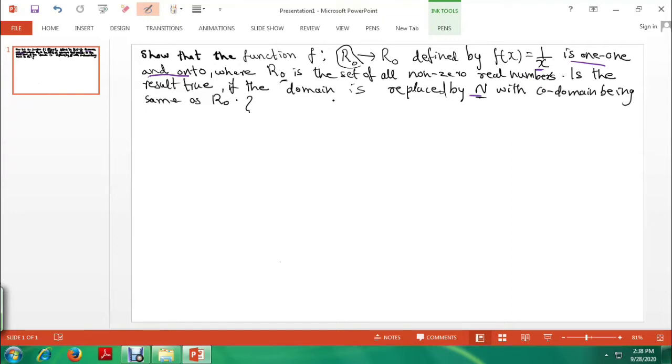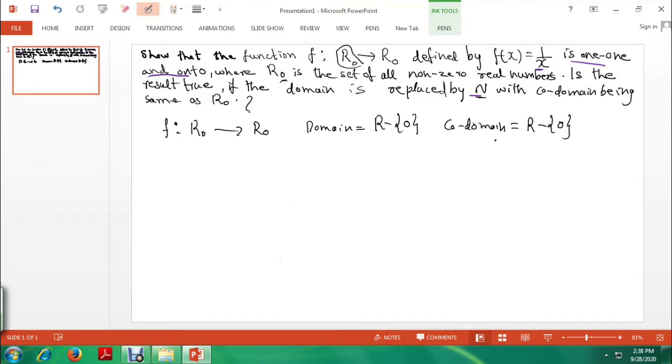onto. Okay, see, I'll take the first function f from R0 to R0. That means domain of this function is equal to real numbers, but 0 is not there. And what is codomain? That's the second set, right? Codomain also equal to R0 is given, that is R minus 0. That means 0 is not there. Now take the given function f of x is equal to 1 by x. Generally you are taking f of x as y, right? Because image of x under f you are taking it as y.